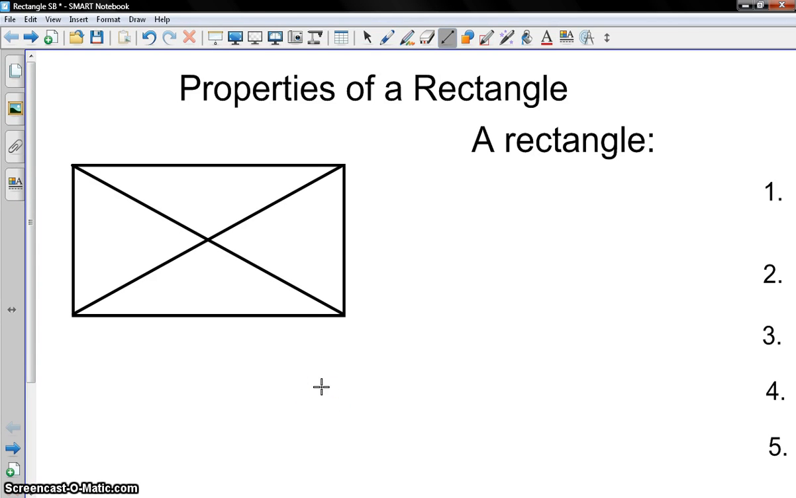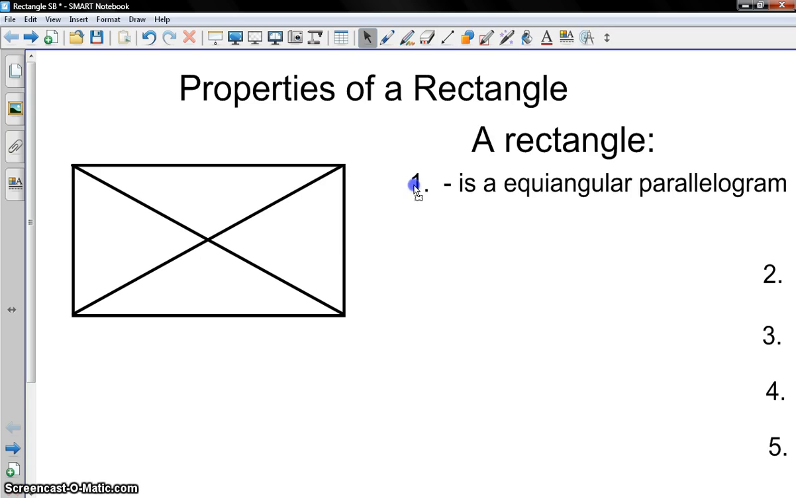All right, let's talk about properties of a rectangle. To the left here, we have a rectangle, and we also have the diagonals drawn. First of all, we're going to discuss that a rectangle is an equiangular parallelogram.